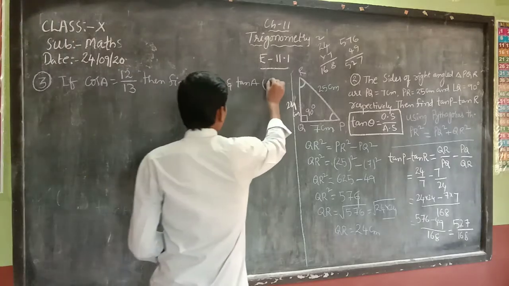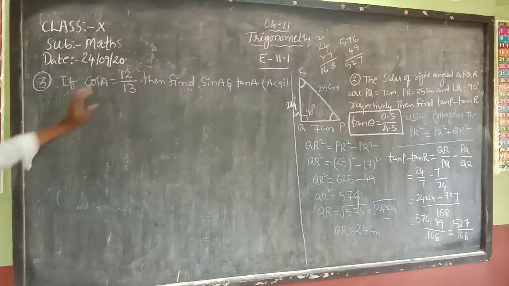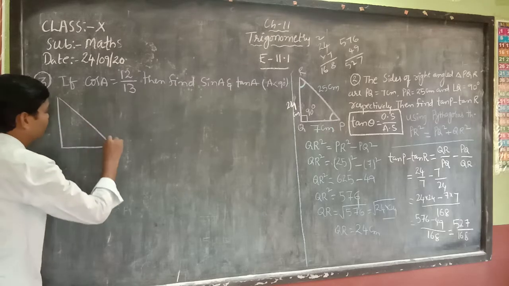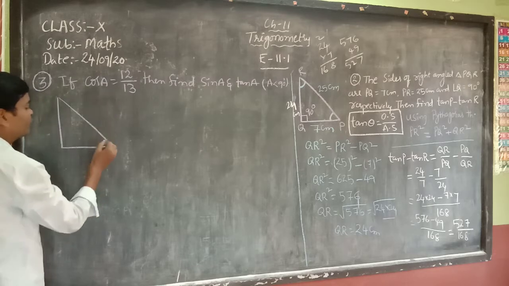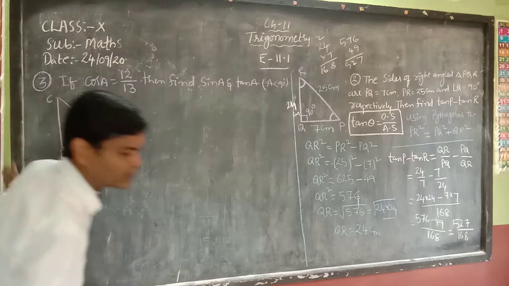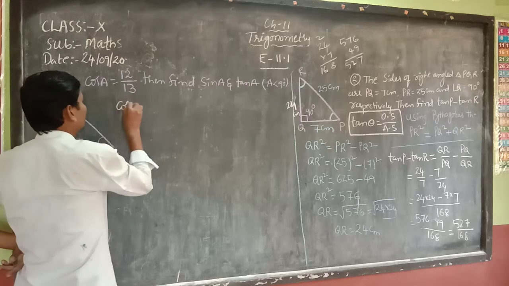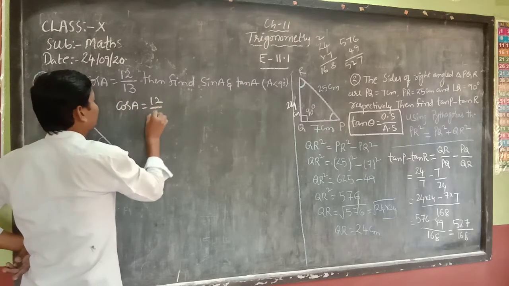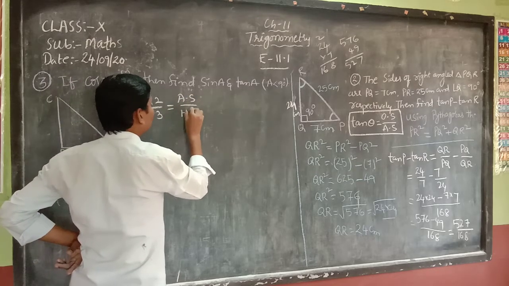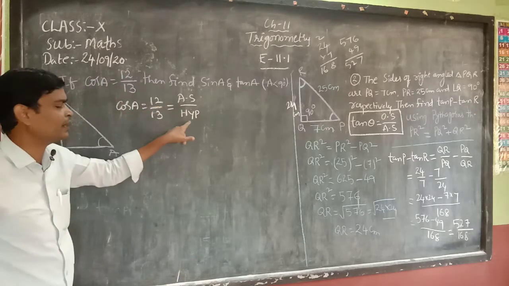Here a condition is mentioned that A is less than 90 degrees. So cos A is given. First of all, we will take a right angle triangle. He has mentioned angle at A, no? So here I am taking angle A. Here it is B. Here it is C. So what is the definition of cos? Cos A is equal to 12 by 13. That is nothing but adjacent side by hypotenuse. Isn't it? The definition of cos A is adjacent side by hypotenuse.